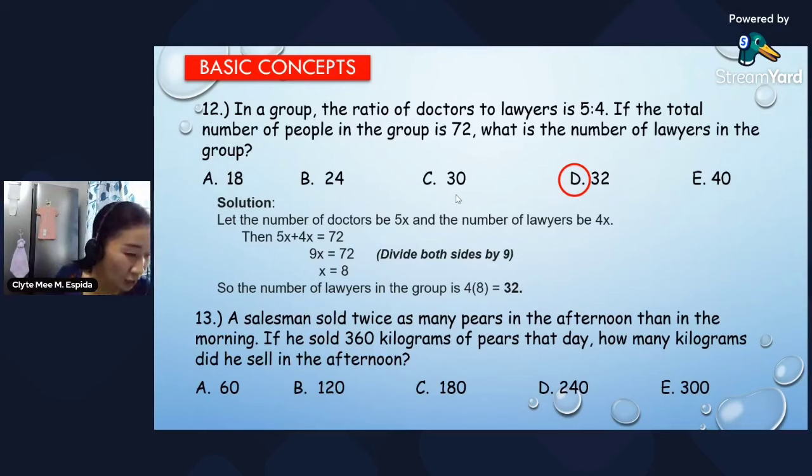Ma'am, pwede ba always ganun yung shortcut gaya ng sinabi mo po? Yes, sa ratio and proportion. Ganun po talaga most of the time.